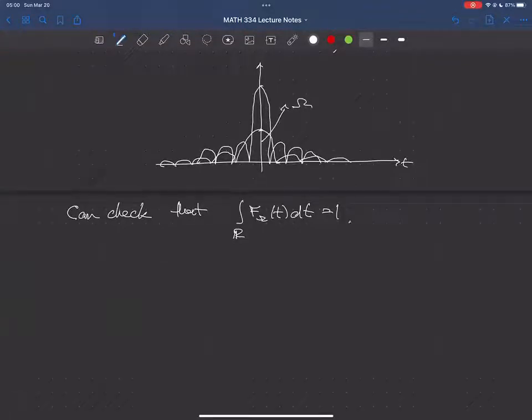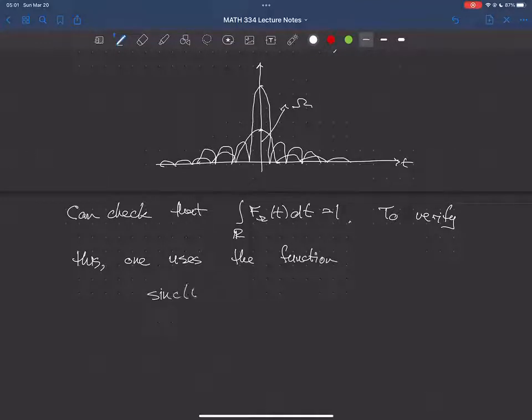So let me summarize all that as follows. To verify this, one uses the sinc function, which is sine t over t for t not 0, and it's 1 when t is equal to 0. So again, the value at 0 is just what it needs to be for that thing to be continuous. Okay.